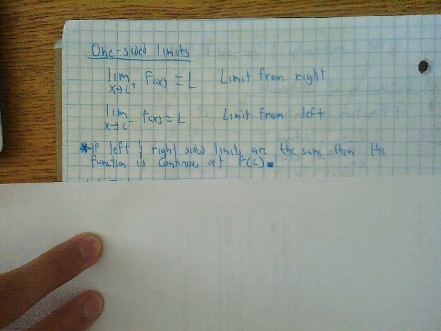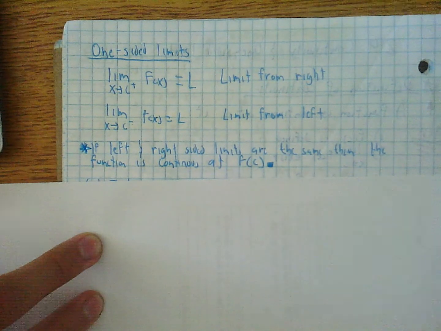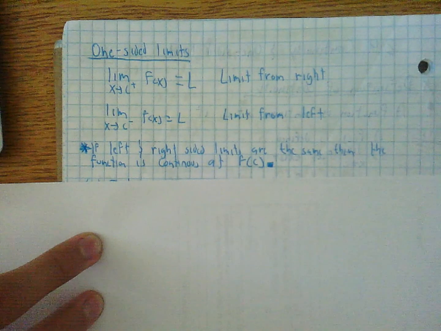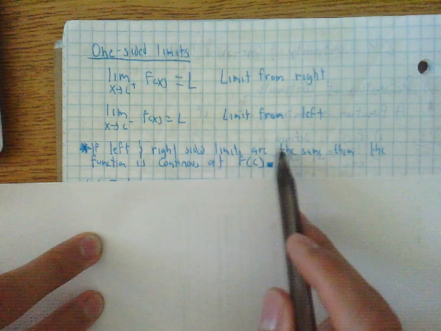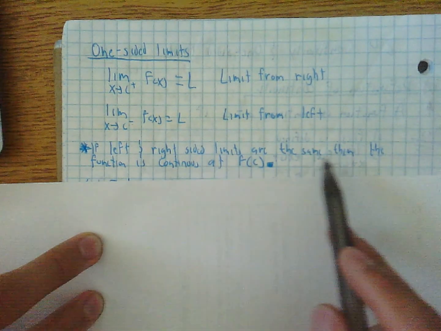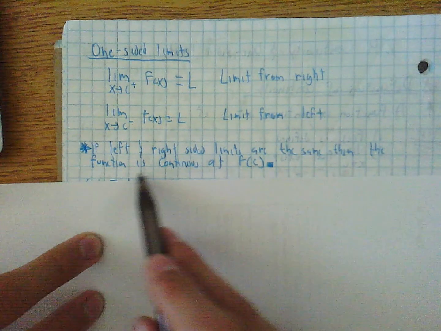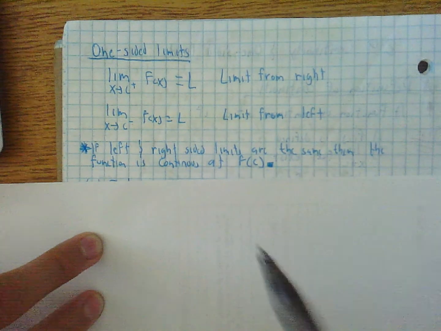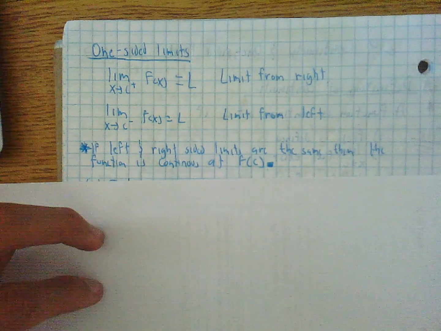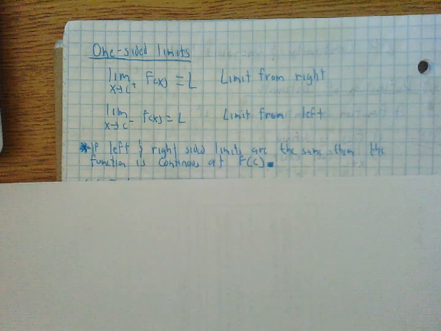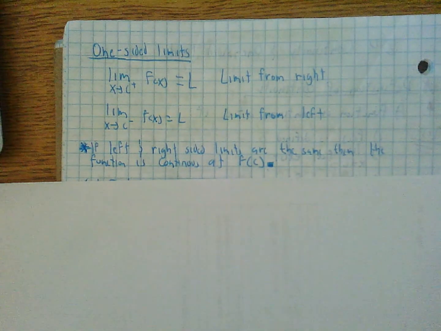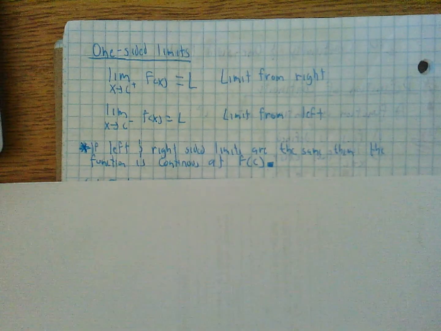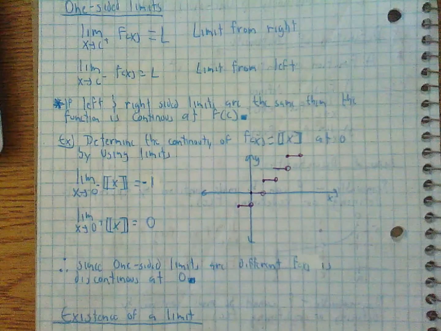So now we're going to improve that definition from earlier where it said the limits from both sides. In order for a limit to exist, if the left and the right-sided limits are the same, then the function is continuous at f of c also if f of c exists. Okay, so I'm no longer going to say from both sides. I'm just going to say, if the one-sided limits are the same, then the limit exists. And even further, if the limit exists and f of c happens to be the same value as that limit, then we can say that the function is continuous.